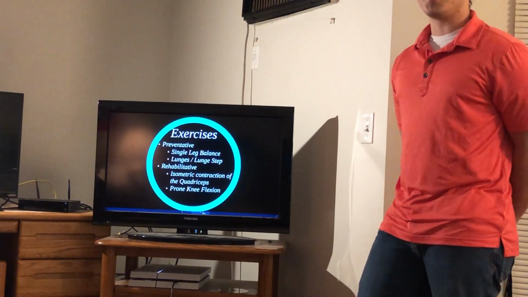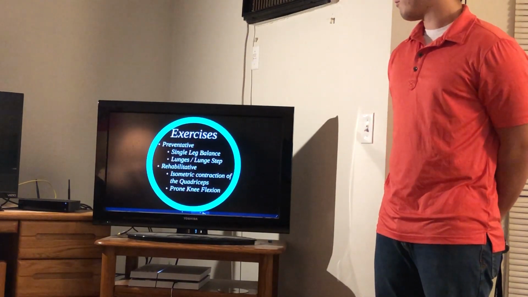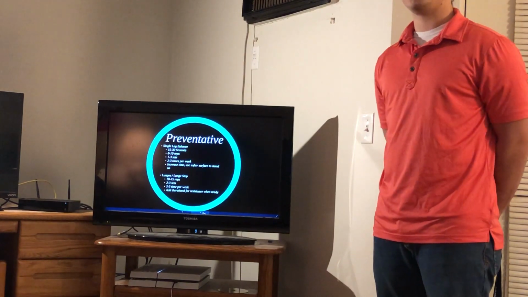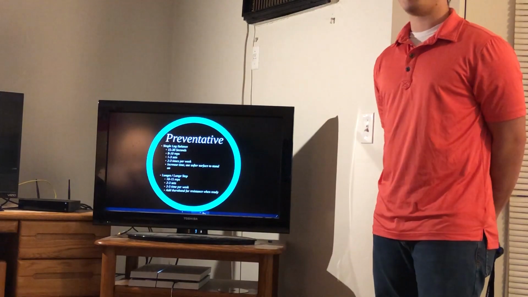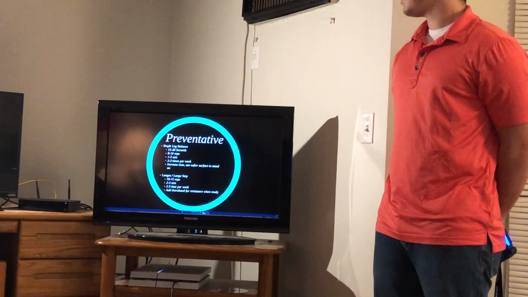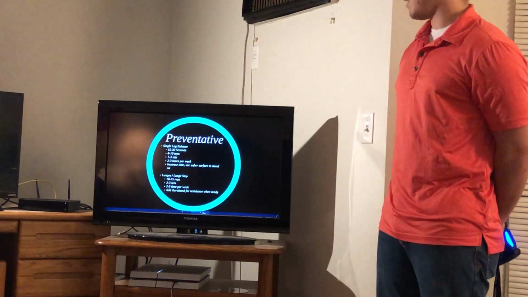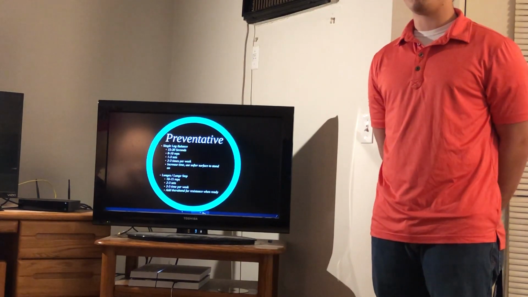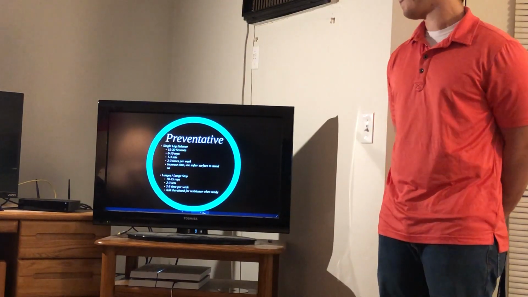There are a few exercises you can do to help prevent as well as rehabilitate that injury. For a preventative exercise, we have the single leg balance as well as a lunge. The single leg balance is when the athlete stands on one leg, trying to maintain that balance for approximately 15 to 30 seconds. You want to repeat this 8 to 10 times for 1 to 3 sets, and do this around 2 to 3 times per week. But make sure you leave at least one day in between the exercises to fully recover that muscle so you're not straining it too much.